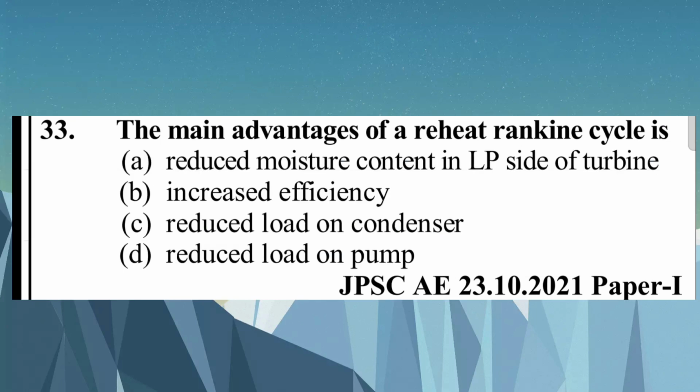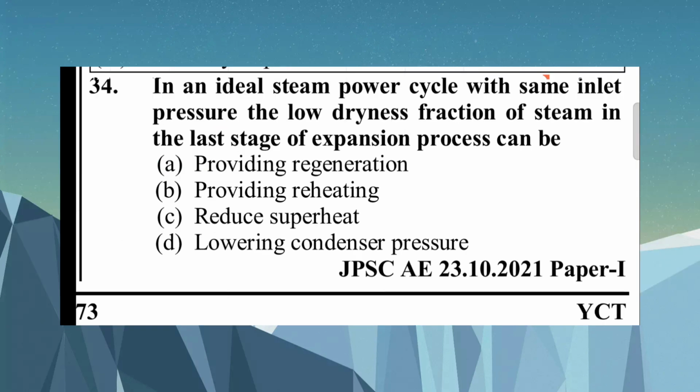Question number 33. The main advantage of the reheat Rankine cycle is A. Reduce moisture quantity in the low pressure side of the turbine. B. Increased efficiency. C. Reduce load on the condenser. D. Reduce load on the pump. Main advantage is reduce moisture content in low pressure side of the turbine.